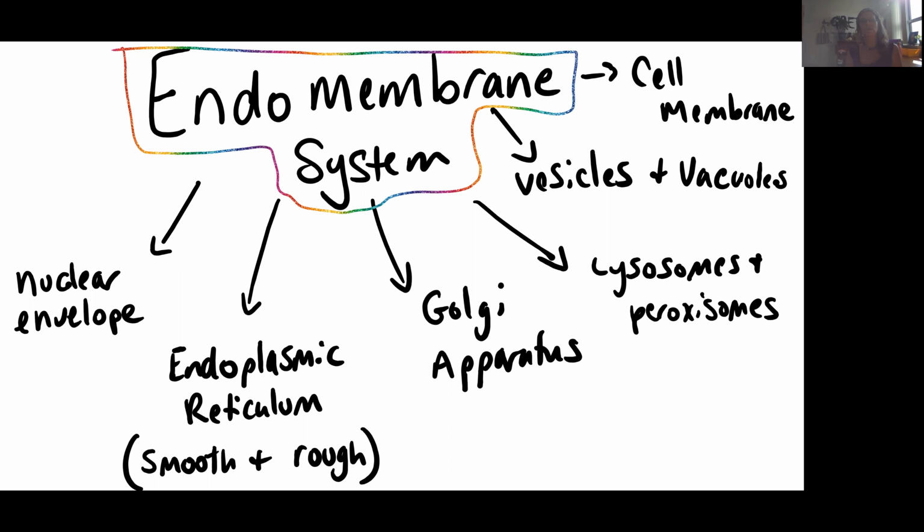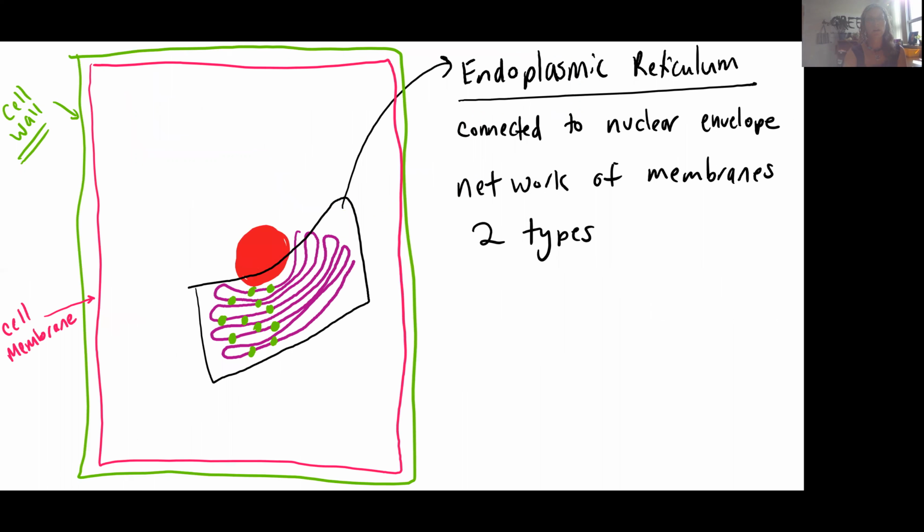Structures called vesicles and vacuoles, and then also our cell membrane structure is going to be like the outer border of our cell, and all of these other structures in our endomembrane system are very often communicating with that cell membrane. So we're going to be looking at each of these in more detail as we progress through.